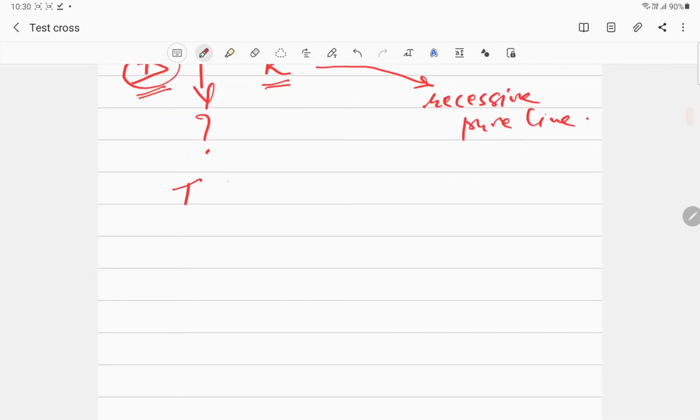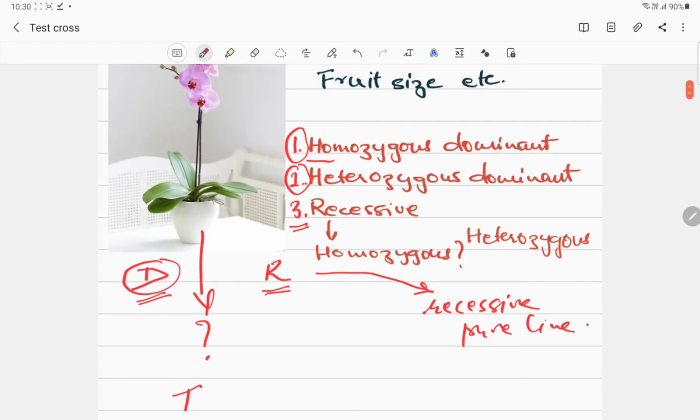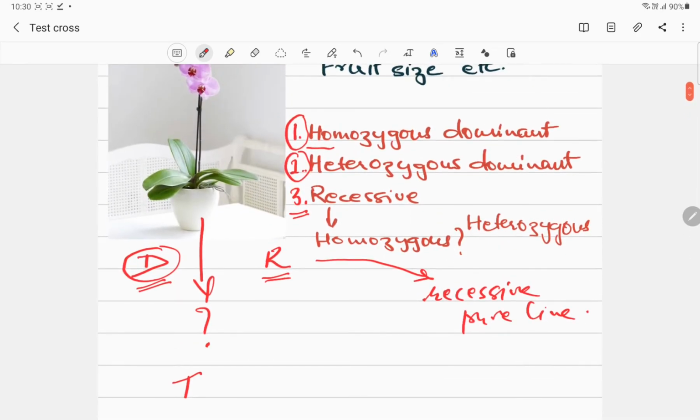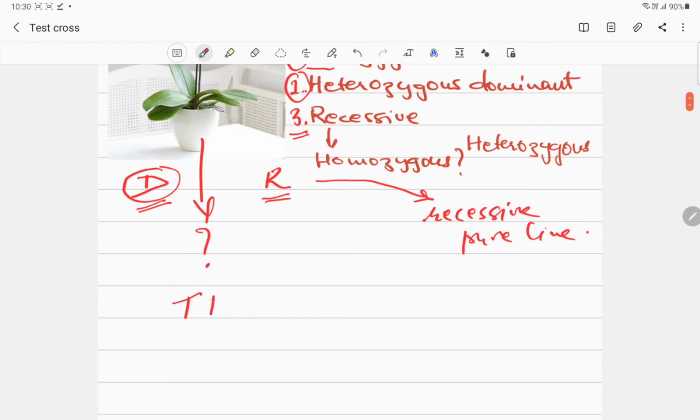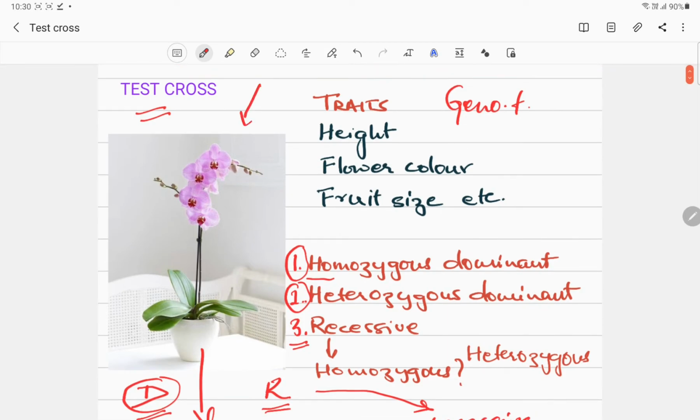So let us say an organism or the same plant is tall, right? So why can this be tall? It can be tall because of the presence of the homozygous dominating allelic pair, capital T capital T, or it can be tall because of the presence of a heterozygous dominating condition, which is capital T, small t. Now, by looking at this plant, you cannot say whether this plant is homozygous dominant or heterozygous dominant. Certainly, by looking at the plant, you can say whether this has a dominating trait or a recessive trait.